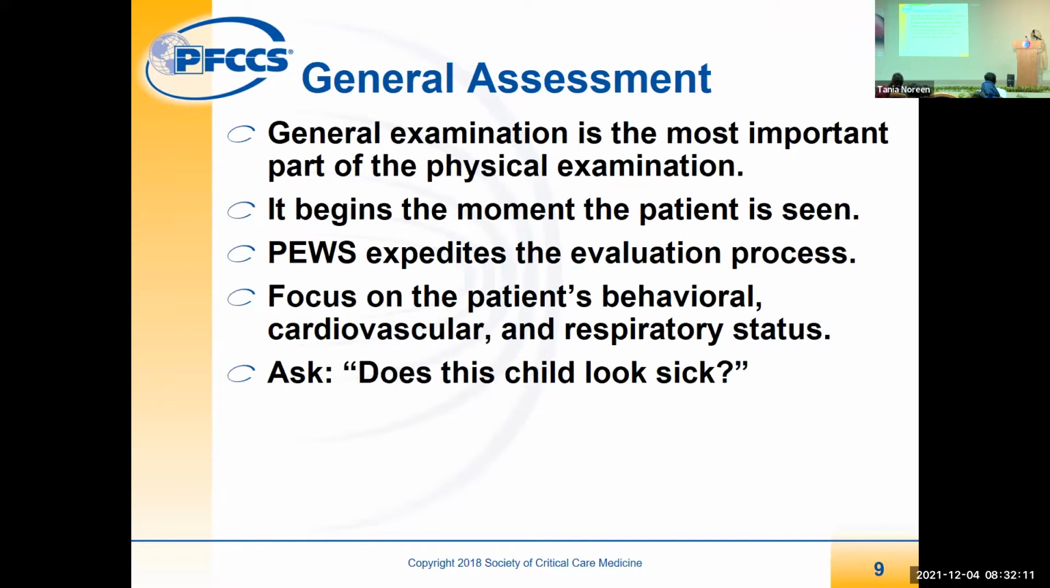So again, उसी तरह general assessment में most important part of the physical examination, it begins the moment the patient is seen. Then you have to check the PEWS score. It expedites the evaluation process. Focus on the patient's behavioral, cardiovascular, and respiratory status. And after each step, you have to ask, does this child look sick?